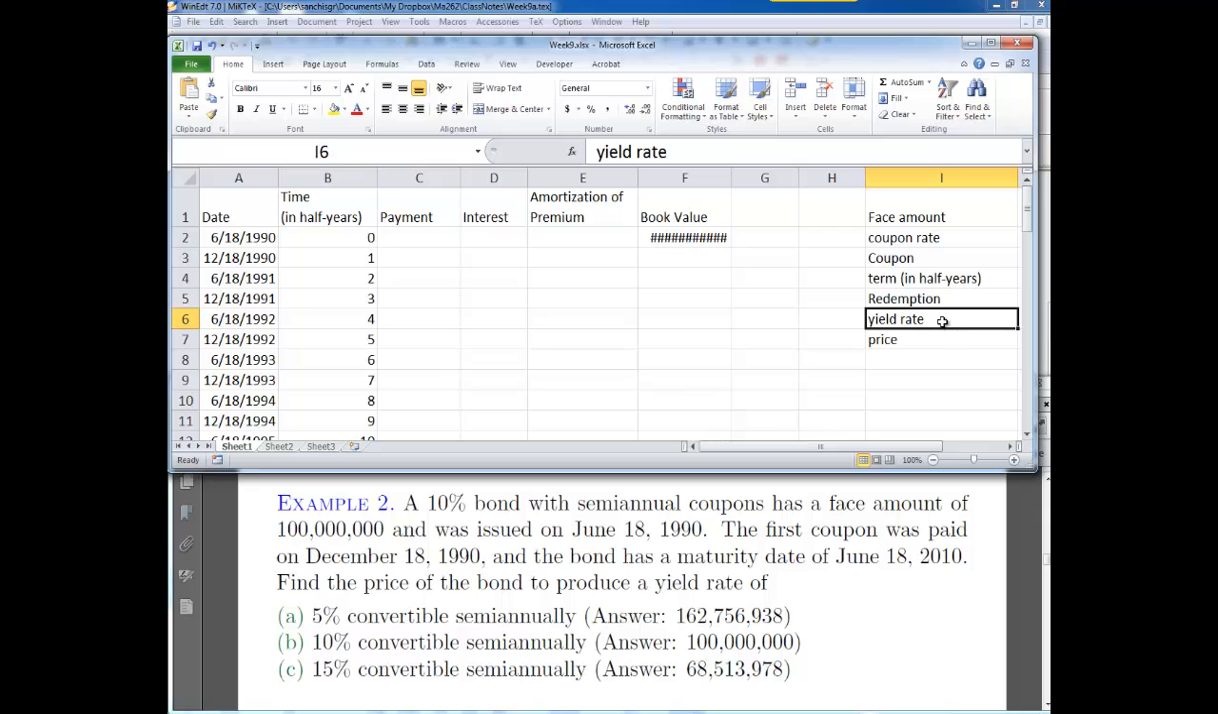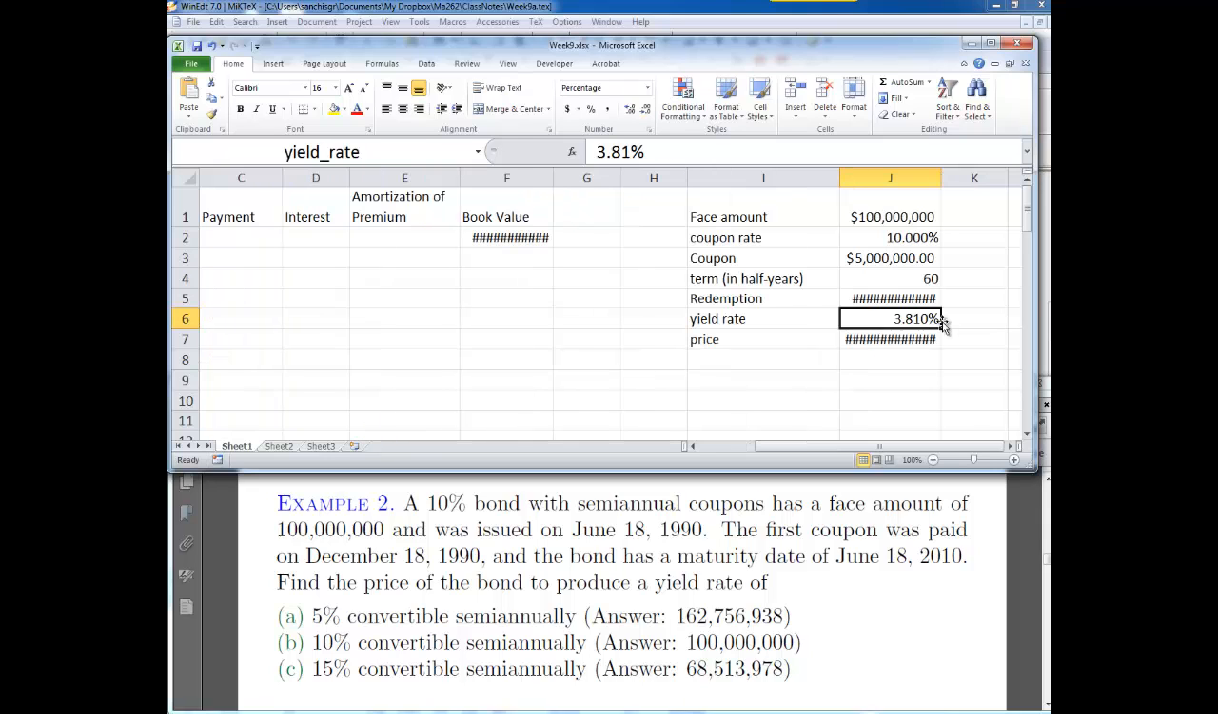So the yield rate would be 5%. The coupon has been computed for me. It should be 5% of 100 million, so 5 million. Right? The term is actually 40 here.